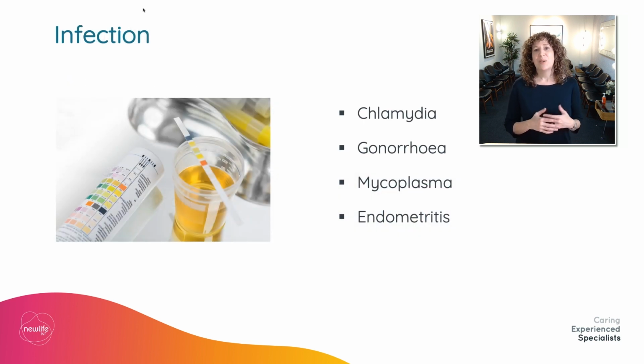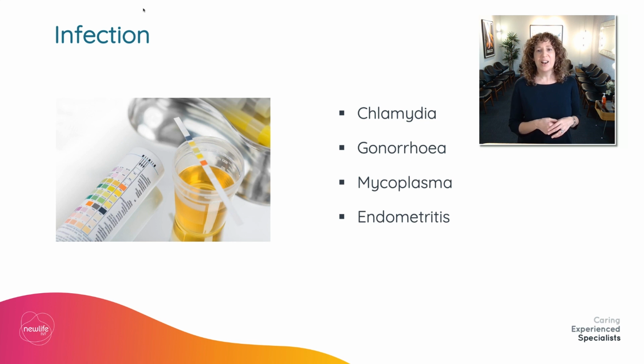Infection. A lot of the time women will have symptoms of infection, be it a discharge or an odour or a fever or pain, but sometimes you can have an infection in the genital tract and you might not have any symptoms at all. But if you do have an infection, then it can stop an embryo from implanting. Some of these infections might be detected on a swab. Some of these infections, like chlamydia, gonorrhea, mycoplasma, can actually be tested on a urine sample.